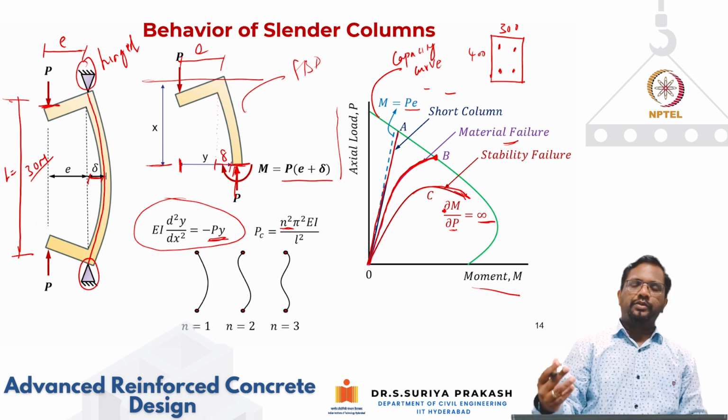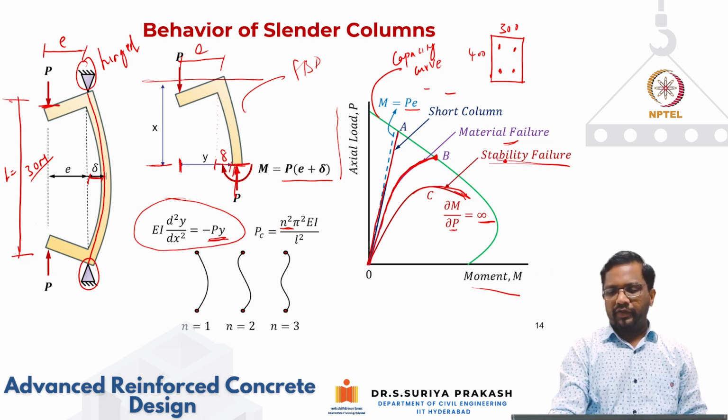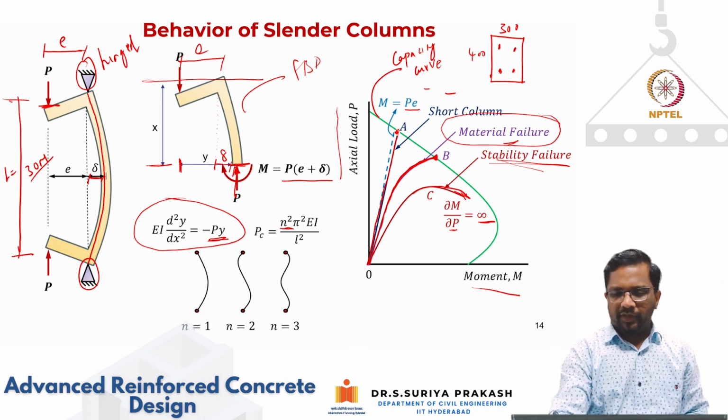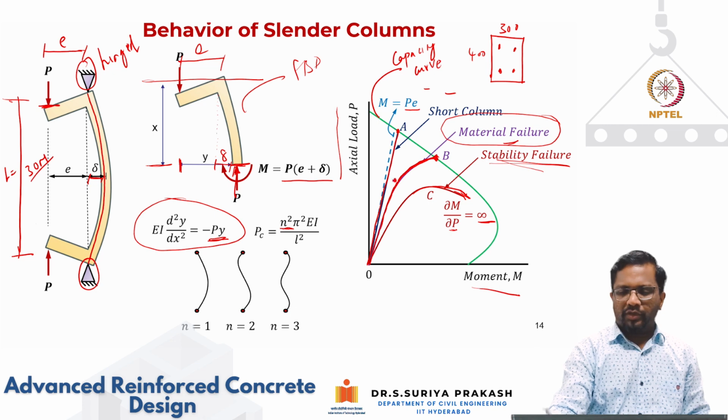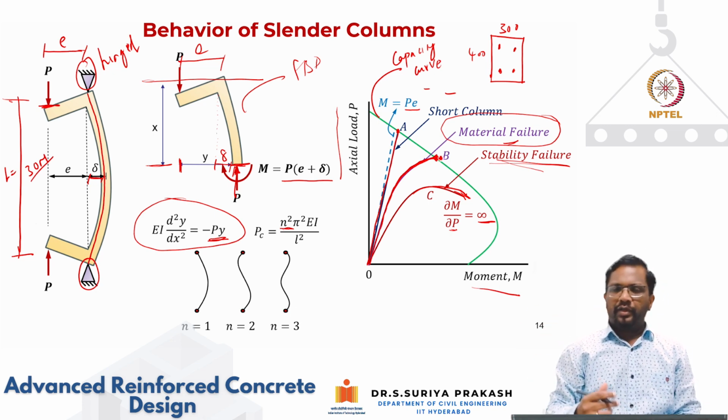Okay, that will lead to stability failure, right? So we don't want to have this kind of stability failure. We always want to have this material failure. Okay, so the short column also reached its material failure, and this one also. So the moment the load moment curve touches this green color, that means we are getting a material failure.